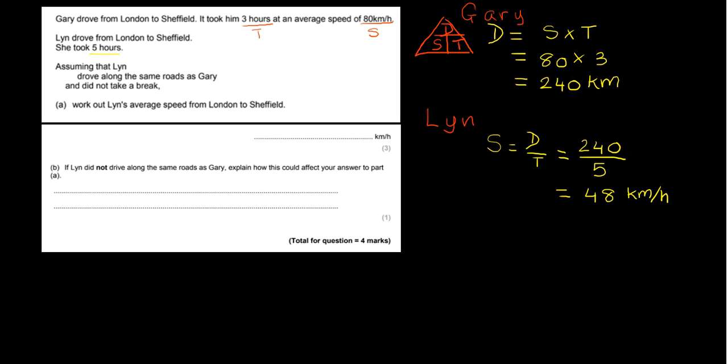Again, I got 48 by doing a division. So to bus stop, 240 divided by 5. 5 goes into 24 4 times, remainder 4, and 5 goes into 48 times, so that's 48 kilometers an hour. So it says work out Lynn's average speed, well, that is 48 kilometers per hour.